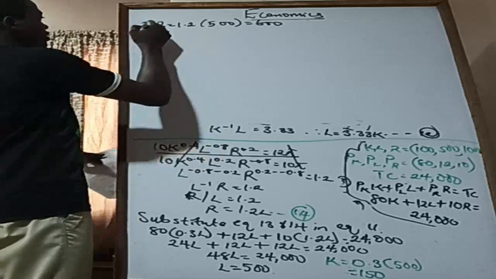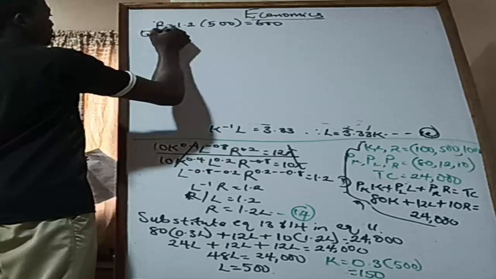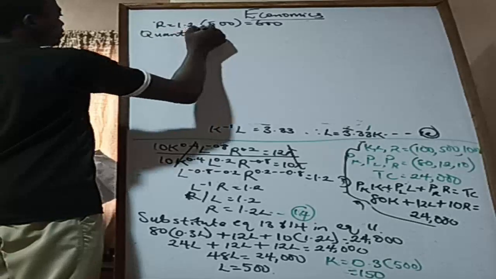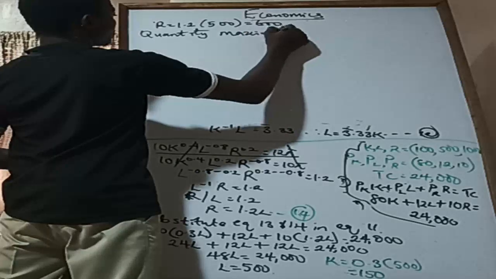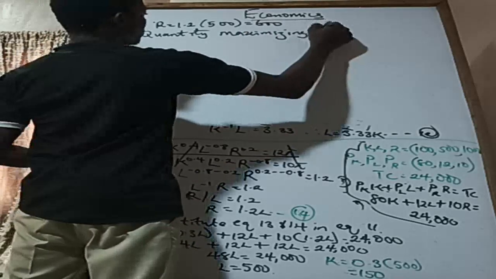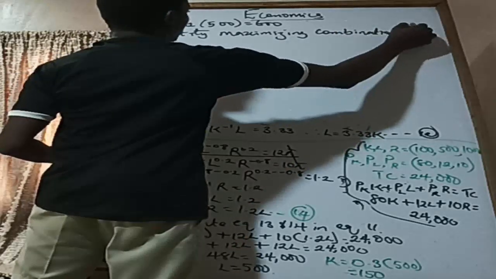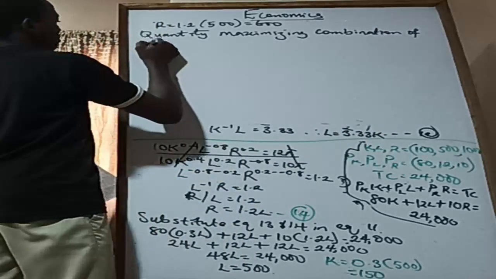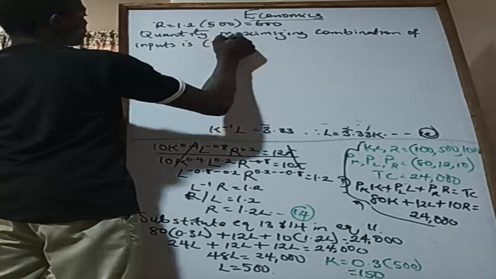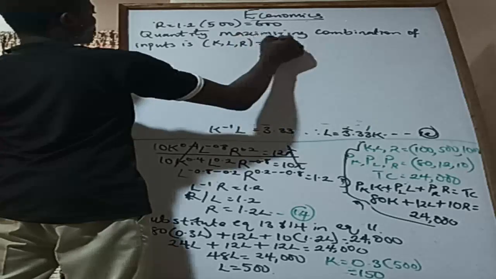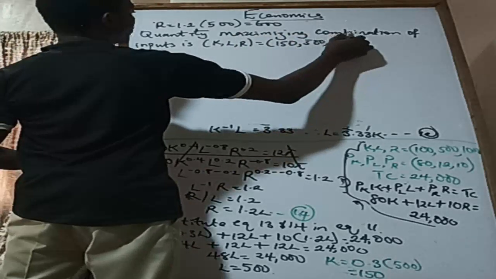So the quantity maximizing combination of inputs is K, L, R equals 150, 500, and 600. And then we'll be able to see this.